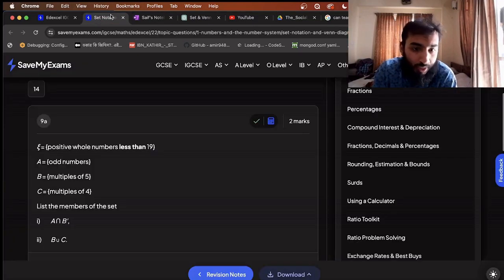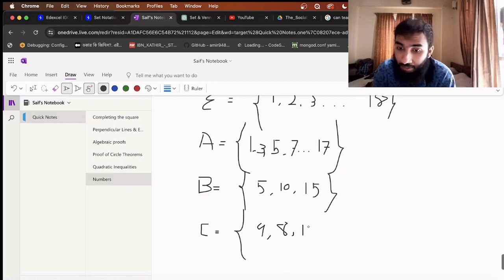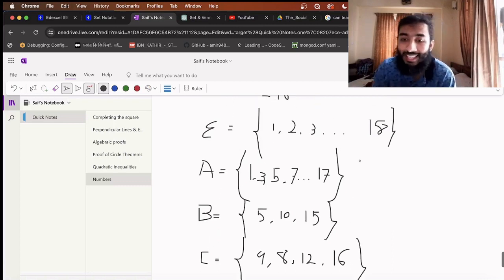C is a set of the multiples of 4 less than 19. What are the multiples of 4 less than 19? 4, 8, then we have 12 and finally 16. So these are the four numbers that are multiples of 4 and less than 18.